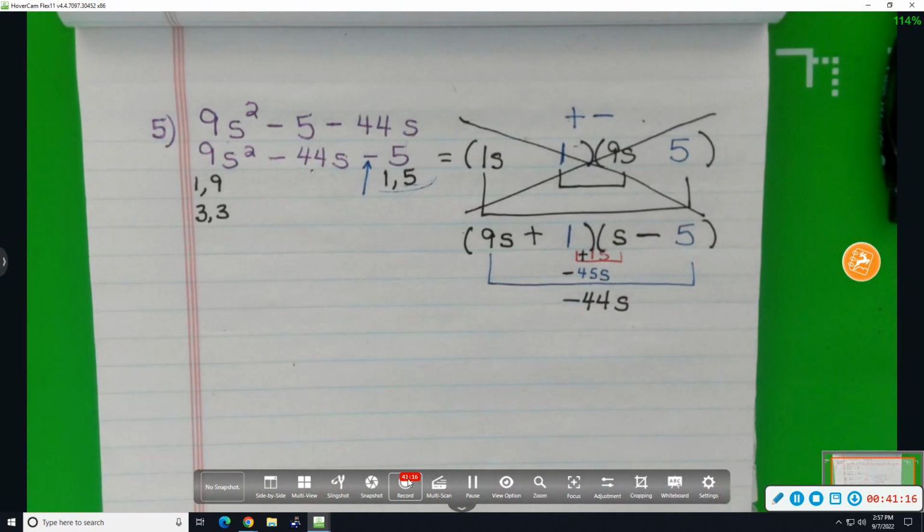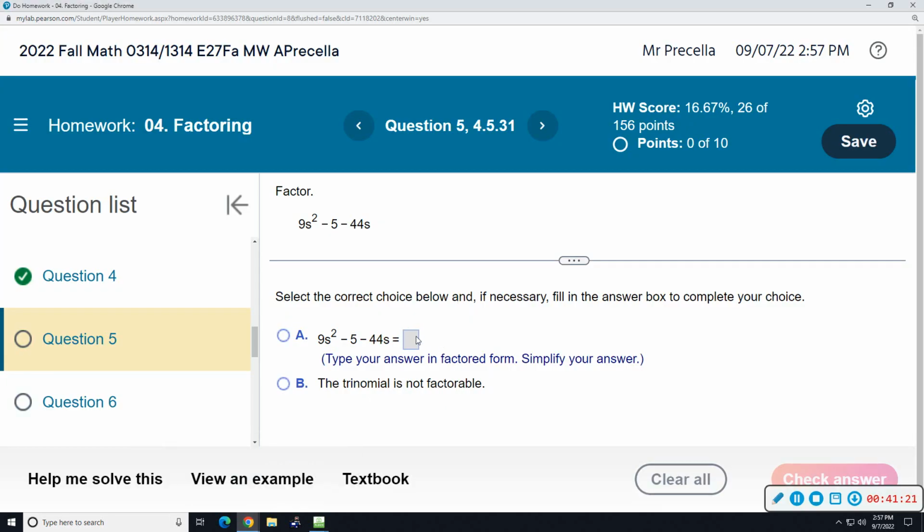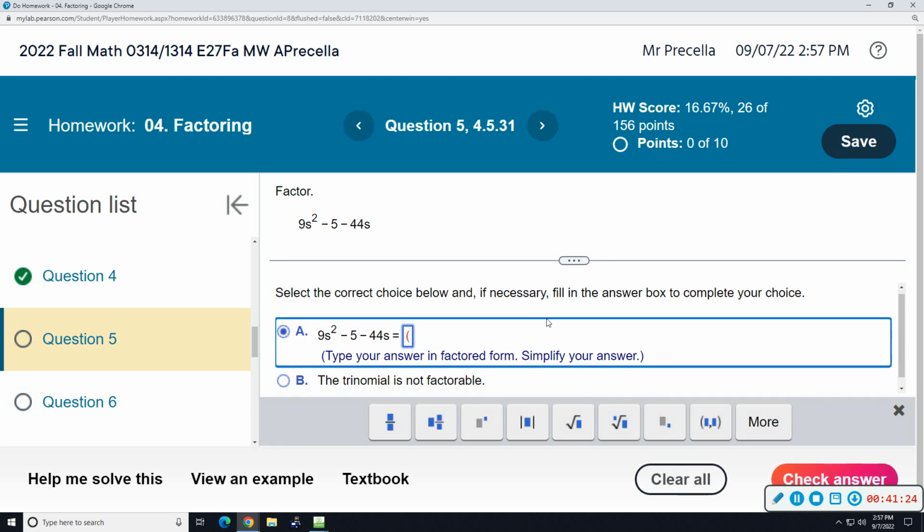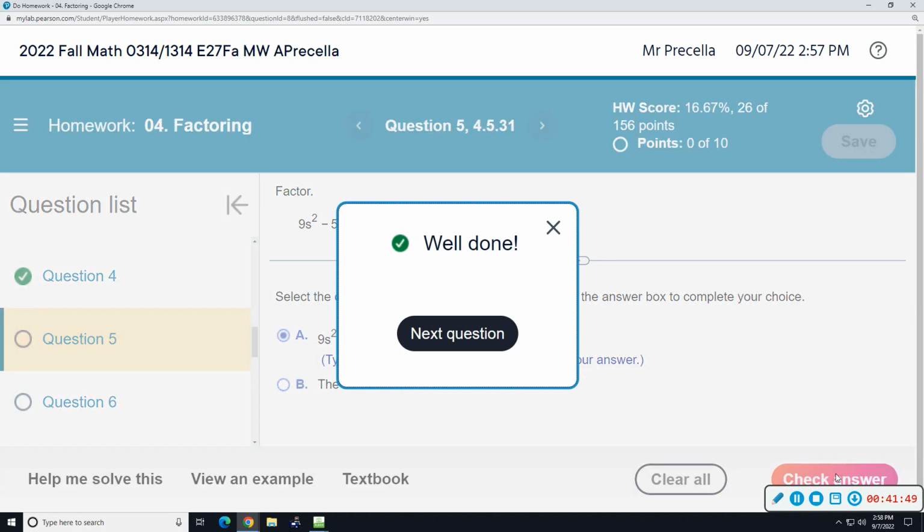So, have I punched this in so that y'all can feel confident that I'm getting it right? I'm not telling y'all the wrong stuff. S minus 5. Notice I'm putting the S minus 5 first for no reason, just to show you that there's no order. It doesn't matter if you punch in the first set of parentheses or the second set first. S minus 5 times 9S plus 1. Check my answer. Any questions?